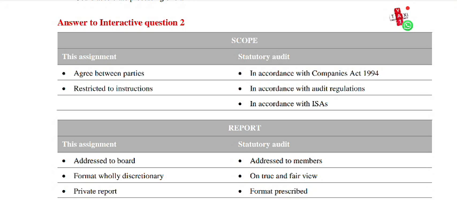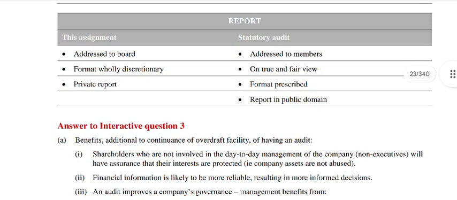Answer to interactive question 2. Scope. This assignment: agreed between parties, restricted to instructions. Statutory audit: in accordance with Companies Act 1994, in accordance with audit regulations, in accordance with ISAs. Report. This assignment: addressed to board, format wholly discretionary, private report. Statutory audit: addressed to members on true and fair view, format prescribed, report in public domain.